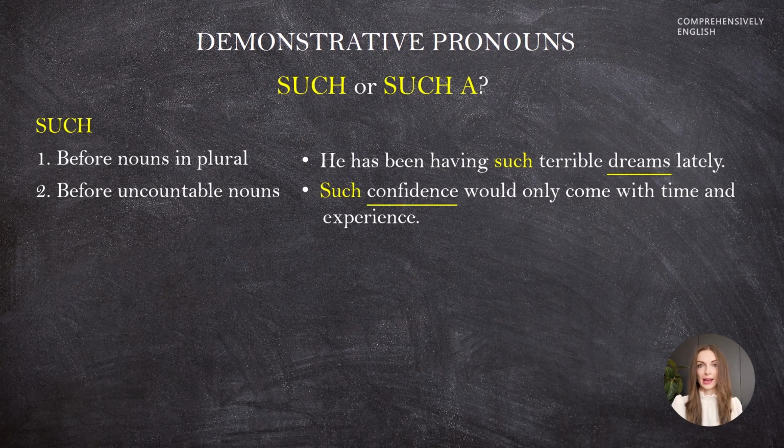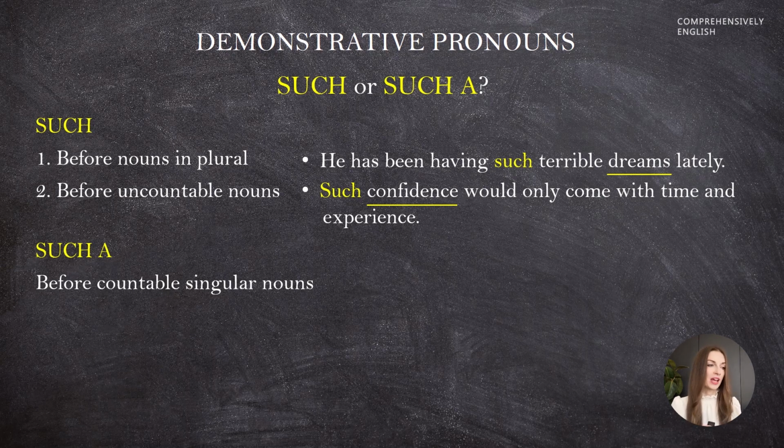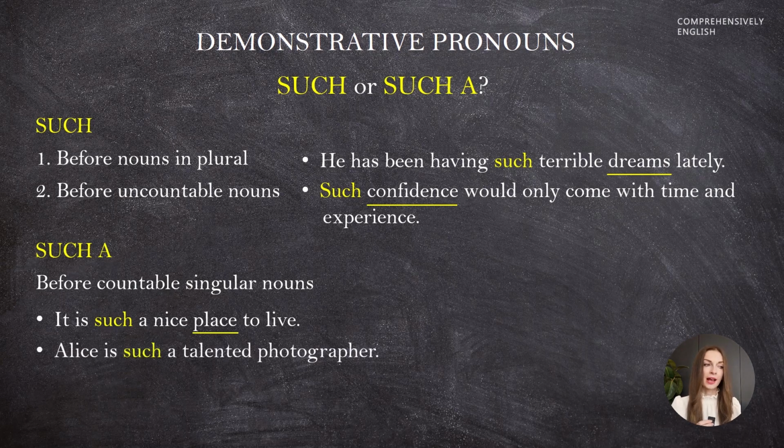Confidence is an abstract noun, so such is used without any articles. Such a is used before countable singular nouns. We will say, it is such a nice place to live. Place is a singular countable noun. Alice is such a talented photographer. Again, photographer is a singular countable noun.